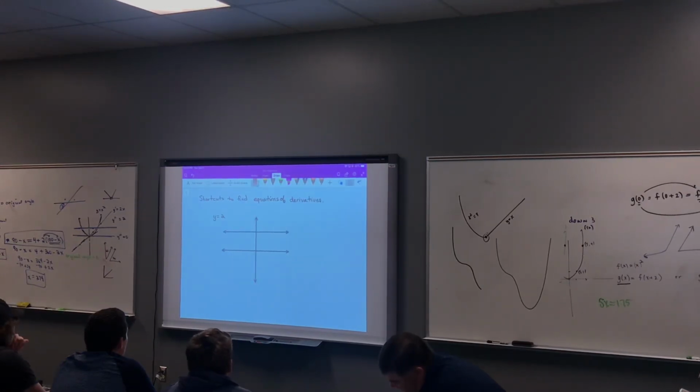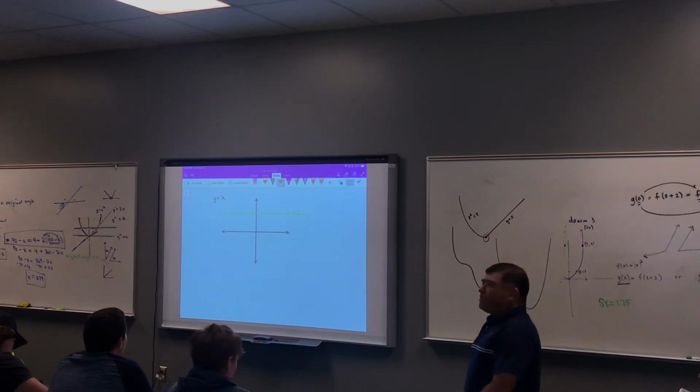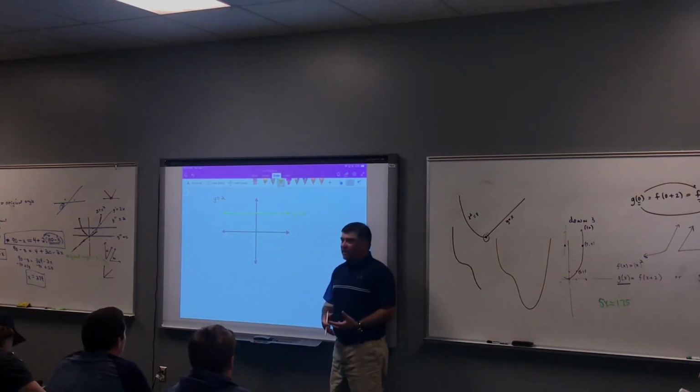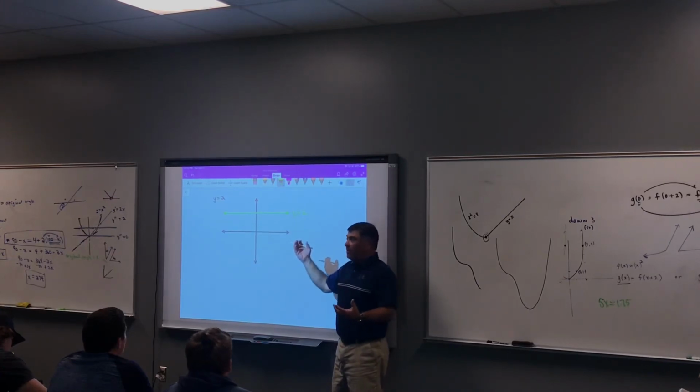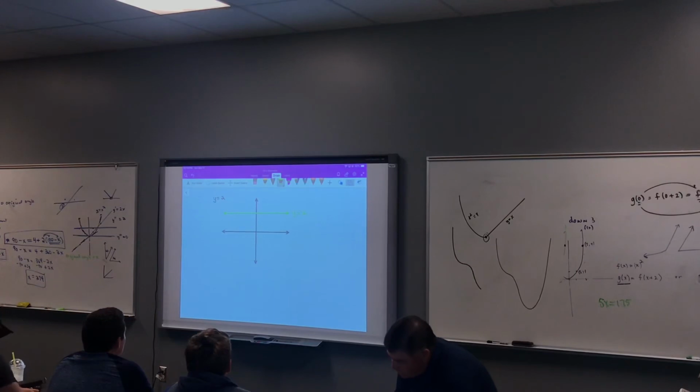But there's y equals 2. Okay? What are the slopes of the tangent line? All right, so we have some visual understanding of what tangent lines look like. 0. So what are they? 0, right? Okay, so if y is 2, y prime equals 0.